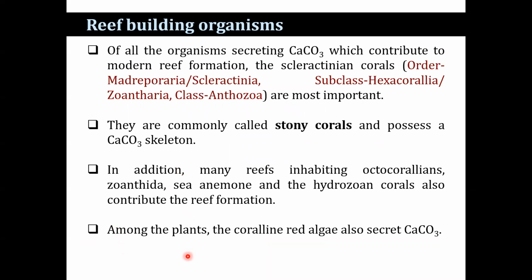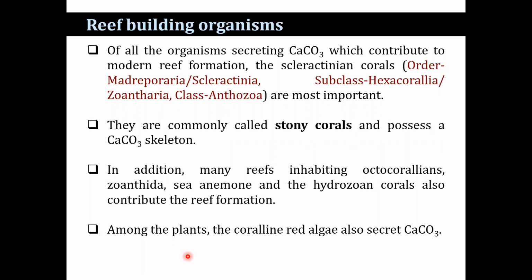Of all the organisms secreting calcium carbonate, which contribute to modern reef formation, the scleractinian corals, which belong to order Madreporaria under subclass Hexacorallia under class Zoantharia, are the most important. They are commonly called stony corals, and they possess a calcium carbonate skeleton. In addition, many reef inhabitants like octocorallians, zoanthids, sea anemones, and the hydroid corals also contribute to reef formation. Among the plants, the coralline red algae also secrete calcium carbonate.